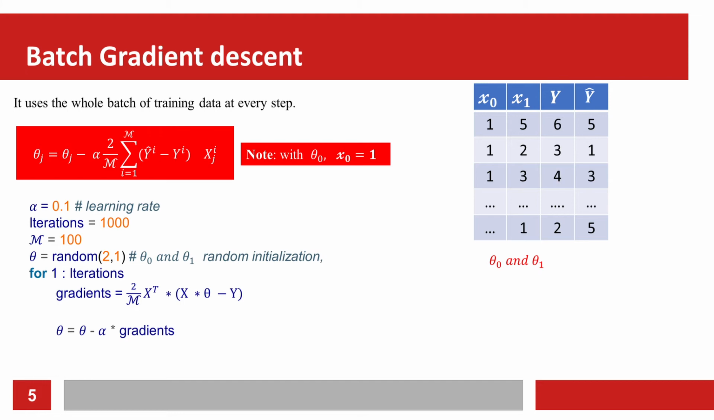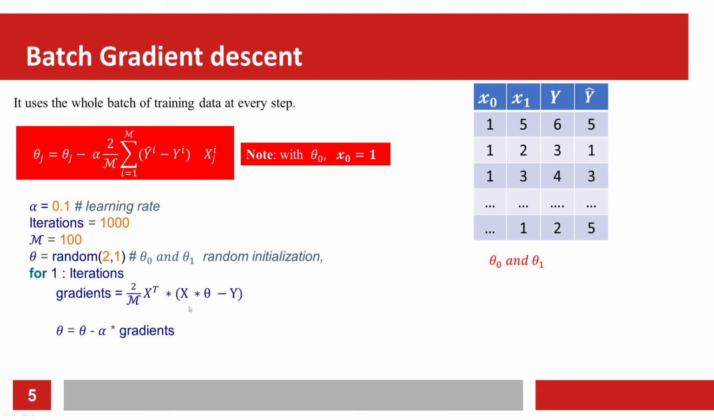It means, for example, here x transpose is the whole x, the whole data set, and here x is also the whole data set. Theta is theta 0 and theta 1. Y is the whole y. So you have to be clear about this one. It's vectorized. And here's theta 0 and theta 1. As we said, it's randomly initialized.